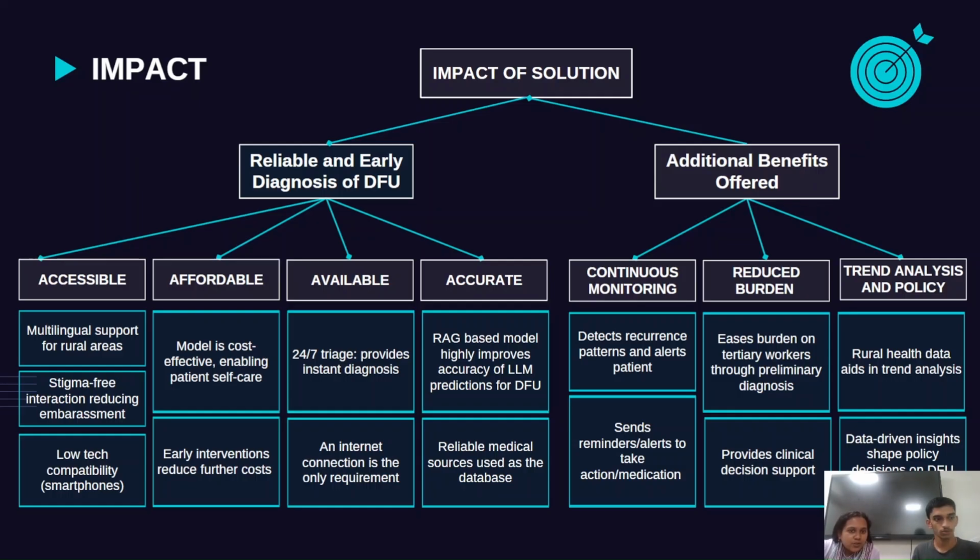The impact of our solution, and how we can say it is reliable and useful for early diagnosis of DFU, is according to the 4 A's, which are accessible, affordable, available, and accurate. As we said, it is accessible in all the languages available all over the world with the help of net connectivity. As we are using a RAG model, it is affordable, and the output we are getting will be accurate to the max. The additional benefit we are offering is continuous monitoring, which will help to check the recurrence pattern and give alerts to the patient as well as the caretakers. It will reduce the burden on the doctors and caretakers, and we can also use it for analysis of trends and patterns.